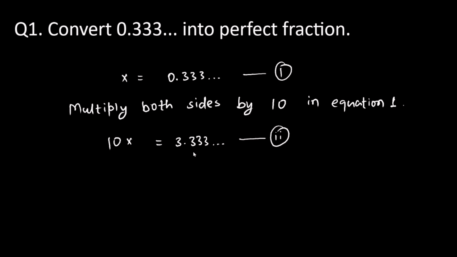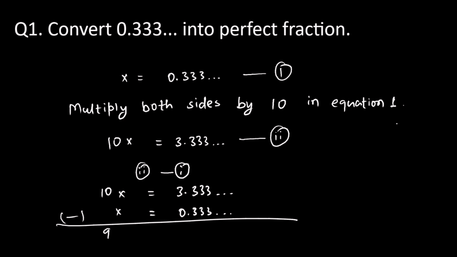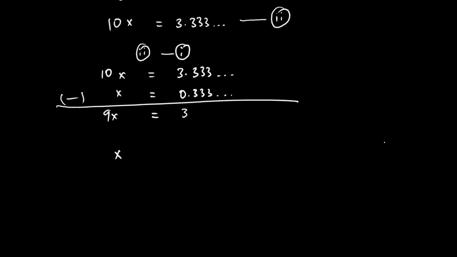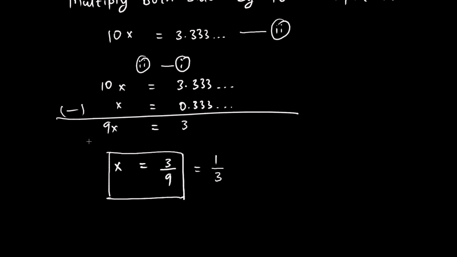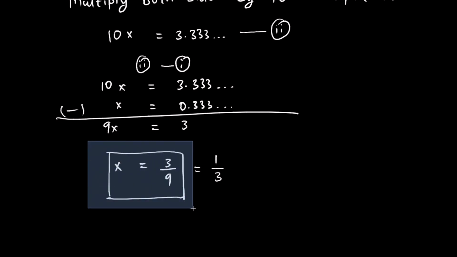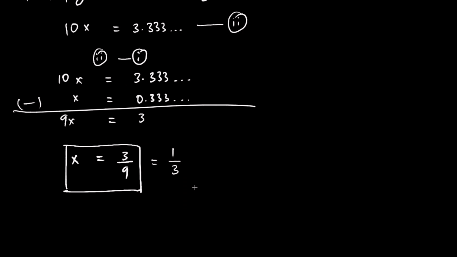So we are looking for two equations with the same repeating part. Here we have two equations. Let's subtract them. Subtract equation 1 from equation 2. 10x minus x is 9x, and on the right side we completely get rid of the repeating 3's, leaving us with a perfect 3. So let's solve for x. We divide both sides by 9. So we have x is equal to 3 over 9. We can further simplify it by cancelling out common terms, giving us 1 over 3. So let's keep this result, x is equal to 3 over 9, for later observation. Let's move to our next question.